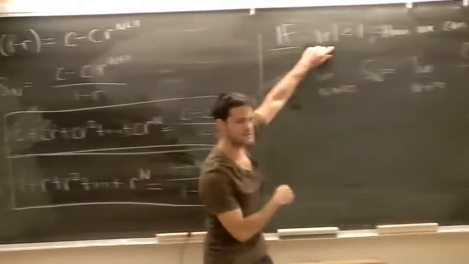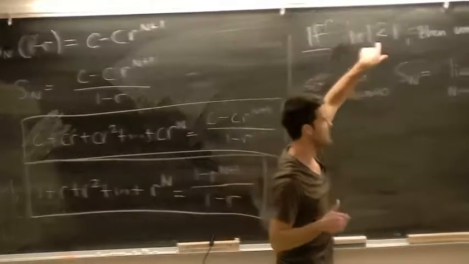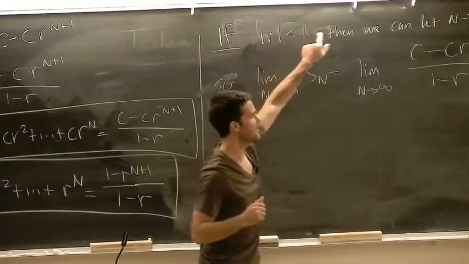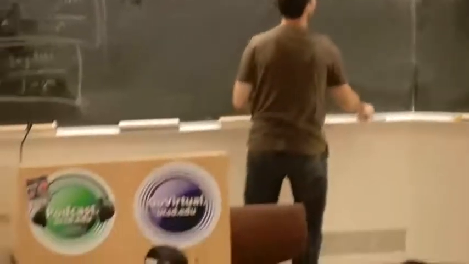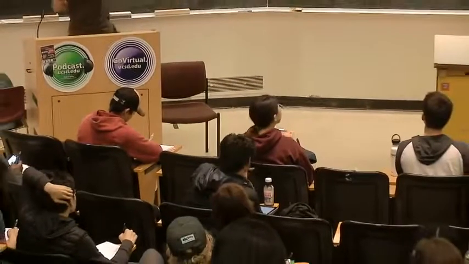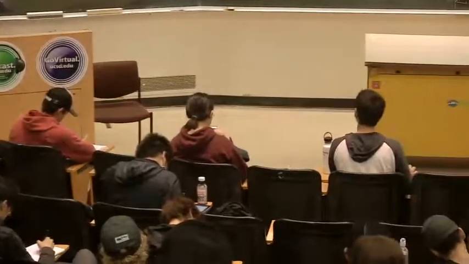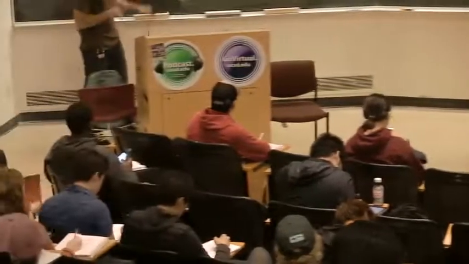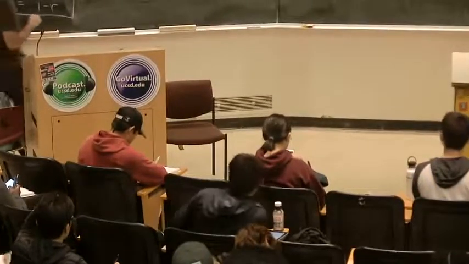And if we're in this situation where the common ratio is smaller than 1 in absolute value, then this guy just disappears. It goes away, right? In the limit, this term goes to 0. And we're just left with c over 1 minus r. So the infinite series converges. This is the value that it converges to.